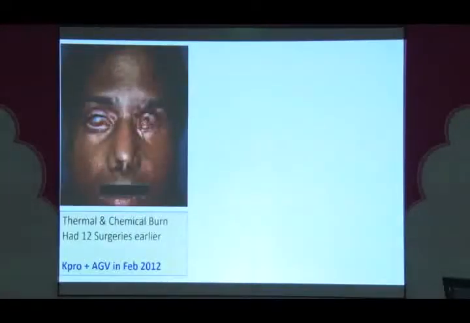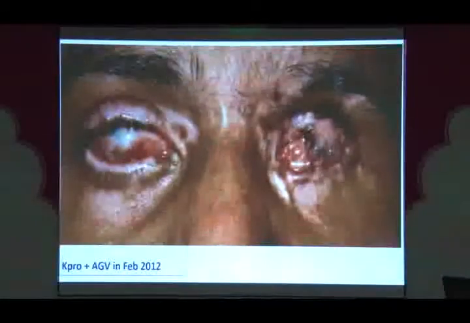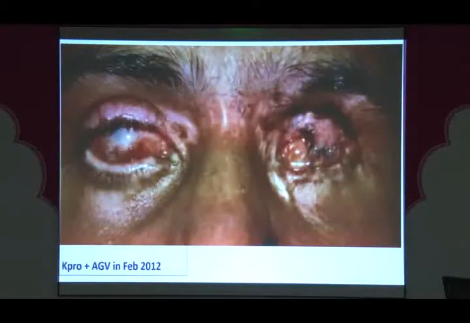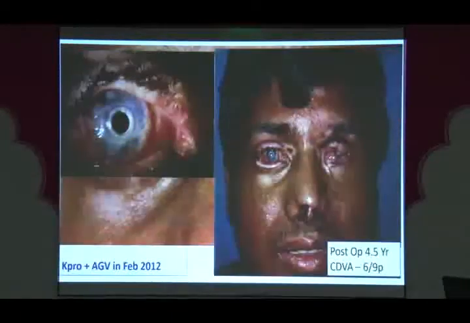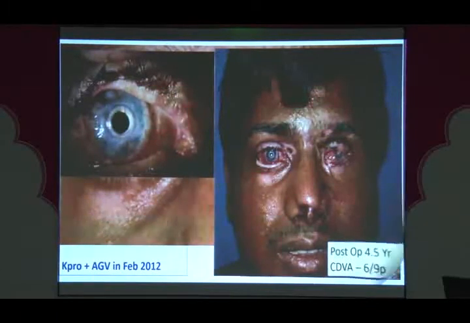This is another patient, thermal and chemical injury, who had 12 surgeries earlier. We did K-Pro with an Ahmed glaucoma valve. This was the situation of both eyes: the left eye was lost and the right eye was so devastated. So we did K-Pro in this eye. Down the line, 4.5 years, he is enjoying good vision. He is in regular follow-up with me every year now.